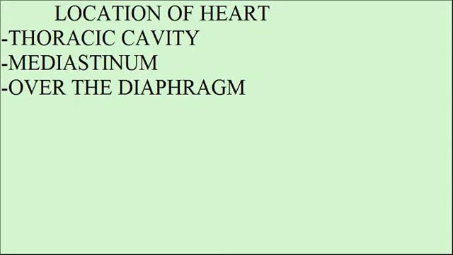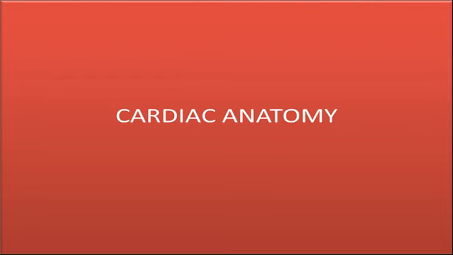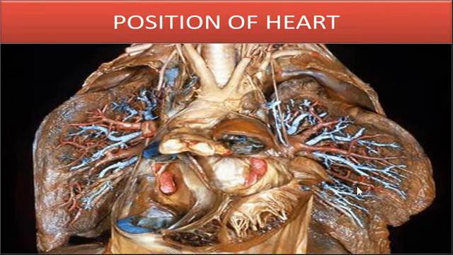So let us study about the location of the heart. It is present in the thoracic cavity. The thoracic cavity is that cavity which is present above the diaphragm, and in the mediastinum. Mediastinum is basically that space between the lungs, that empty space between the lungs where the heart is present. That cavity which extends from the sternum to the vertebral column between the lungs is known as the mediastinum, in which the heart is present.